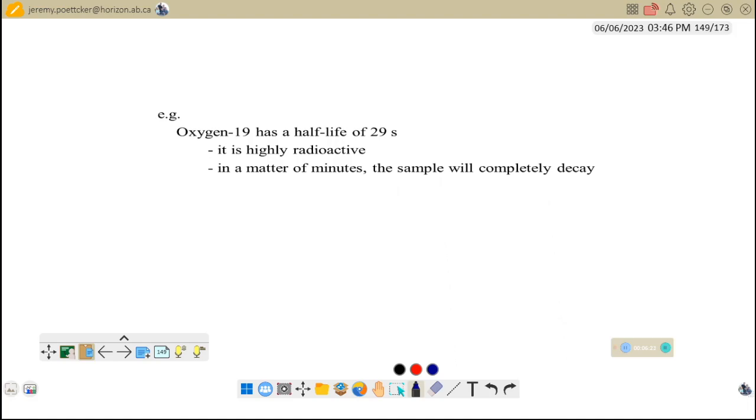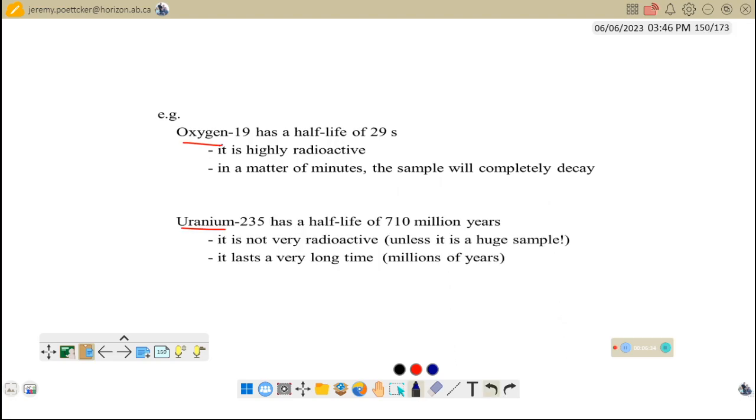Another 29 seconds, 87.5% is gone, and so on. And eventually it gets to where there's pretty much nothing left of the original sample.